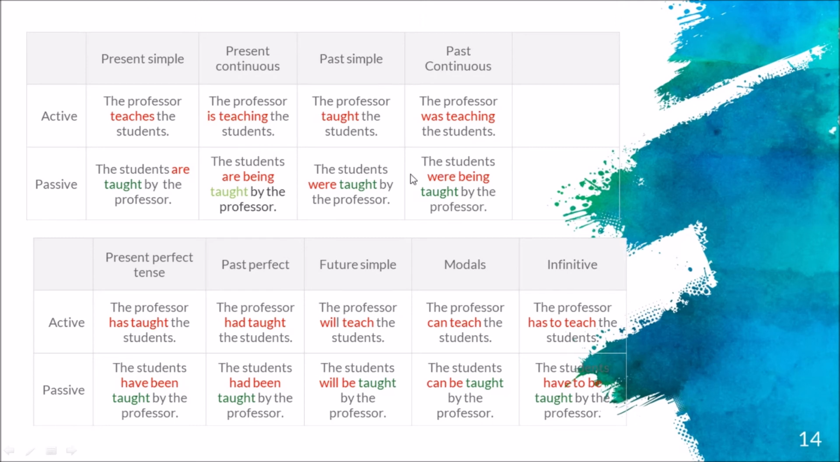This is the same with other tenses as well. You just have to pay attention. What tense is it? Present continuous in this case. The professor is teaching the students. The students, we keep the same tense, are being taught. The main verb teach is used in past participle, taught. The students are being taught by the professor.